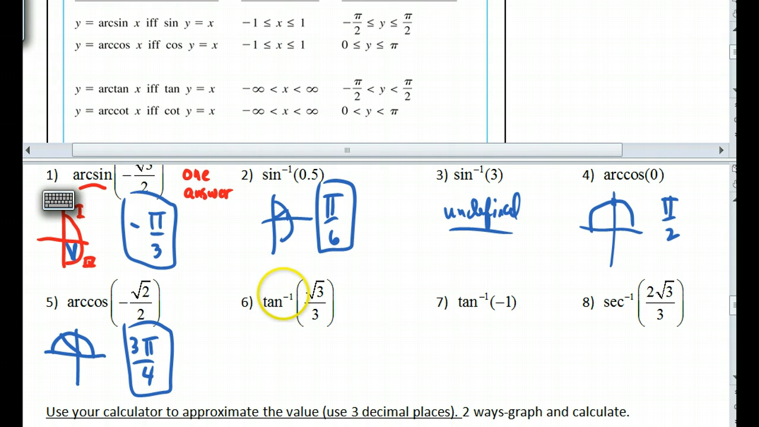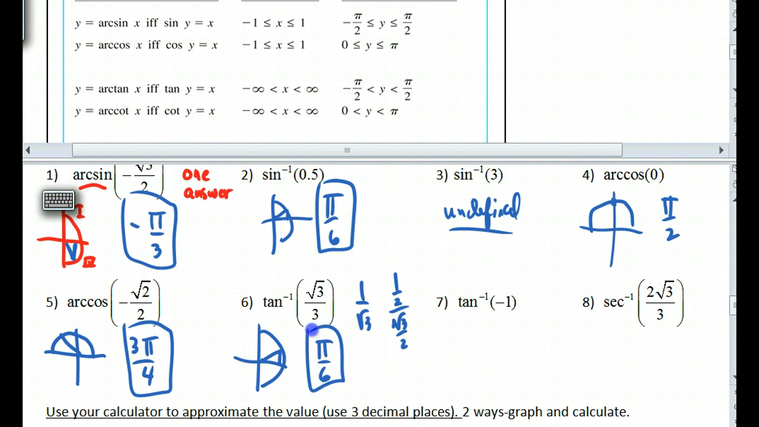Okay, now inverse tangent of square root of 3 over 3. The inverse tangent uses the same quadrants as the inverse sine. Goes from negative pi over 2 to pi over 2. So when I look at this, I remember that this is the same thing as 1 over square root of 3, which is 1/2 over square root of 3 over 2. And so what I'm looking for is a positive value, which would be the first quadrant, and my y value is 1/2, and so it would be this triangle here. So I'm back at pi over 6, first quadrant.